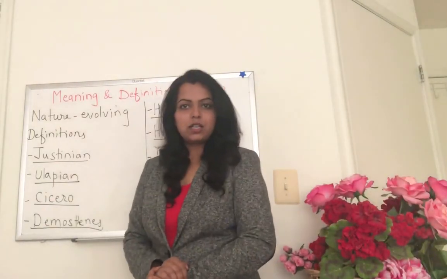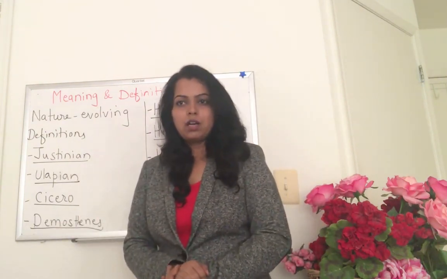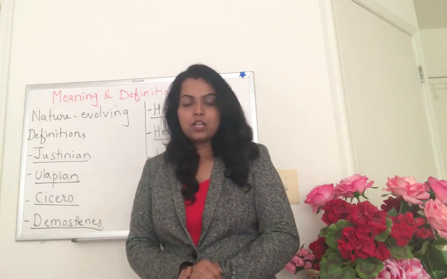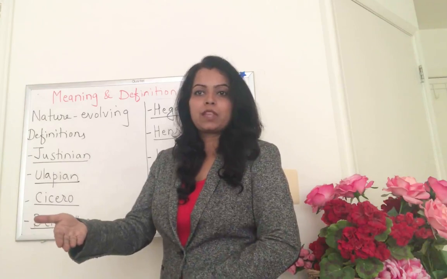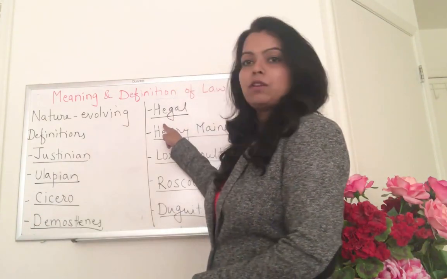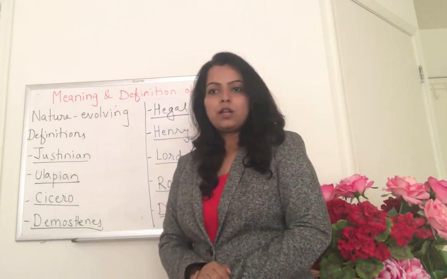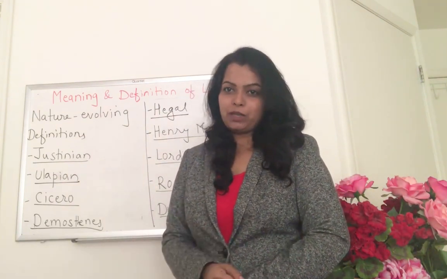The next definition is given by Demosthenes. According to him, every law is a gift of God and a decision of sages. So it is a gift given by God to human beings. Then there is a definition given by Professor Hegel. According to this definition, law is an abstract definition of the general will of the people.